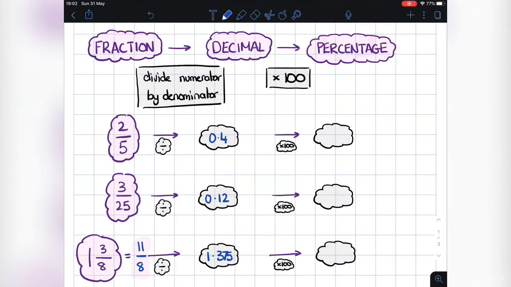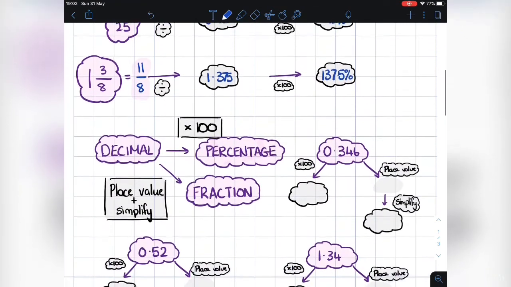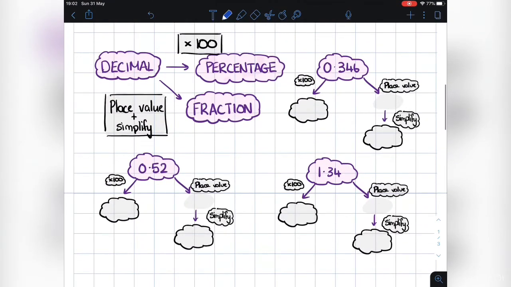Now, to turn that into a percentage, we multiply those results by 100. So just move the decimal point 2 places to the right, or move the numbers 2 places to the left, and you end up with 40%, 12%, and 137.5%. Okay, so that's fractions into decimals and percentages. Let's take a look then at decimals. So we'll go through some examples just to illustrate.